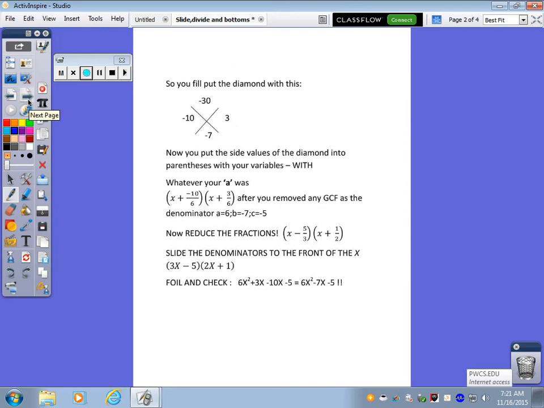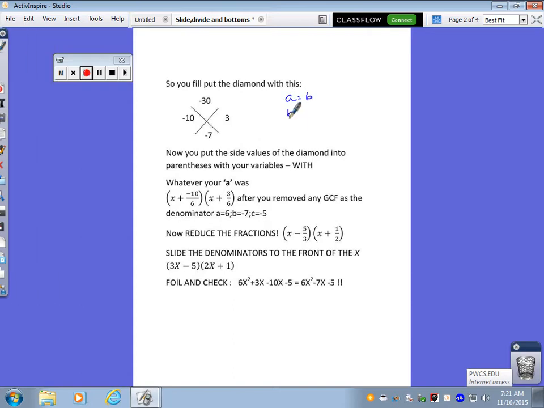Now comes the factoring part. You take the two side values of the diamond into the parentheses with whatever your original a was. So remember, the original a was 6, the b was negative 7, and the c was negative 5. So the only one we really care about is 6. So your original sides are x minus 10 and then x plus 3. Note that the sign goes with them. And then whatever is over what a was goes into the denominator. So now we have x plus negative 10 over 6, and x plus 3 over 6 in the parentheses.